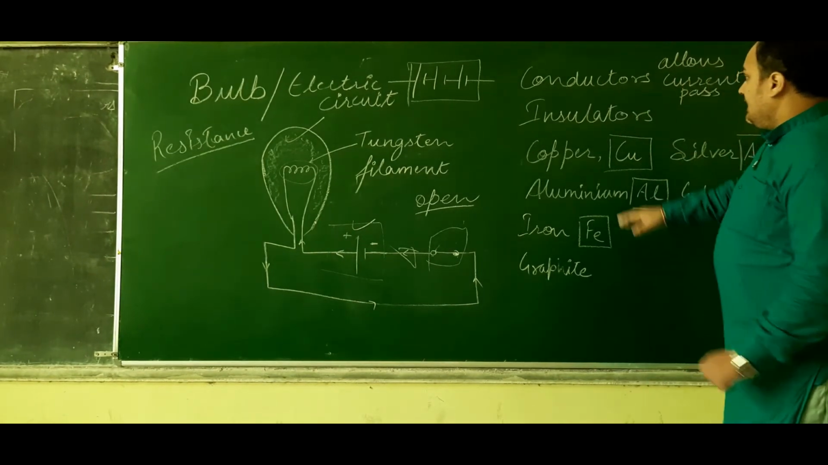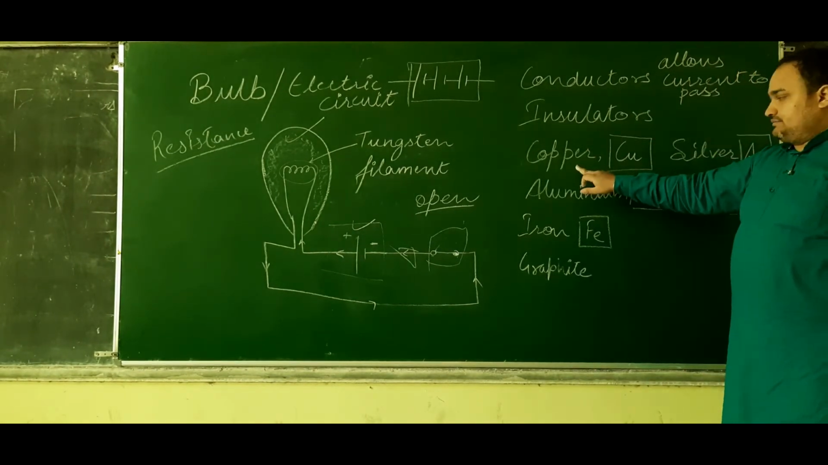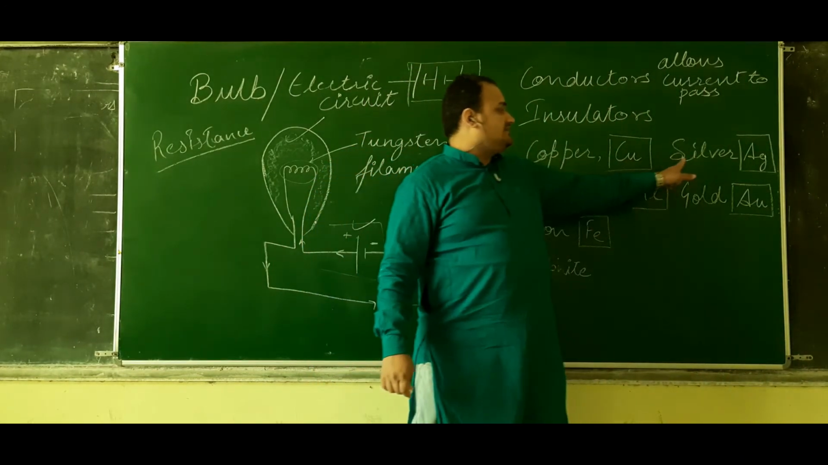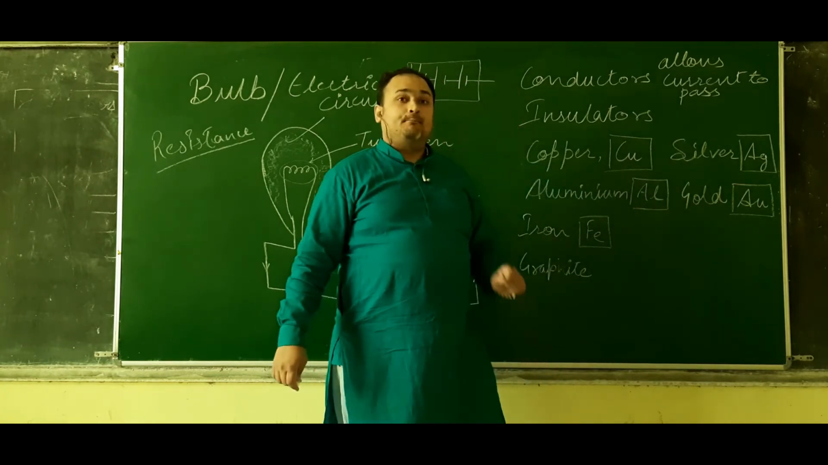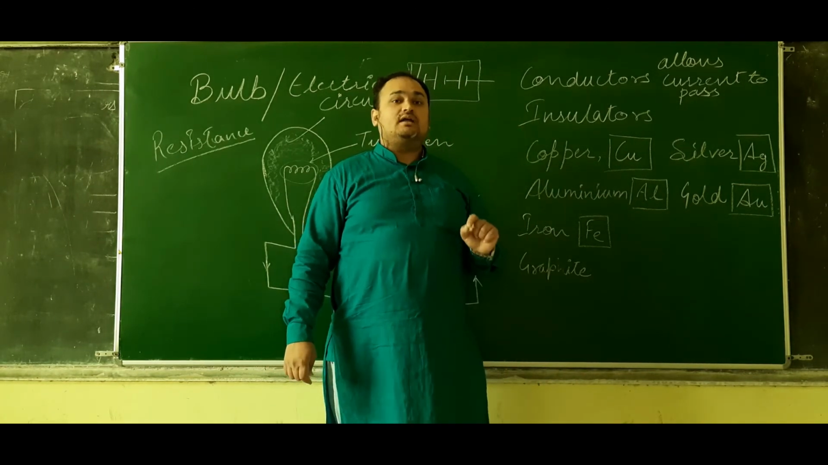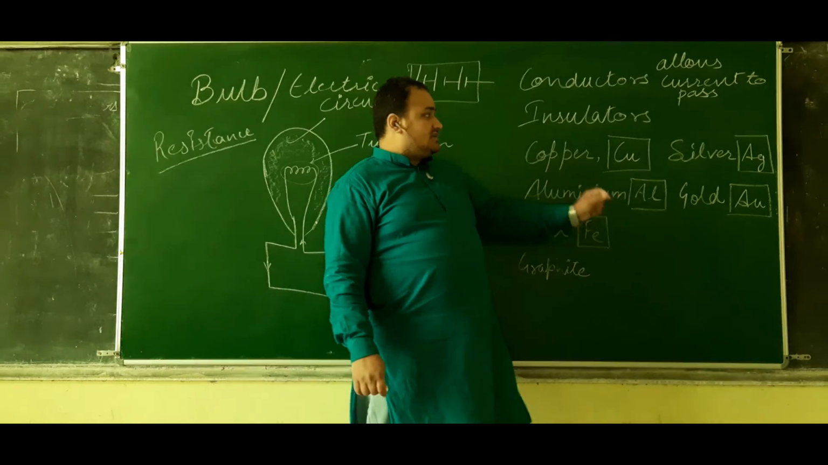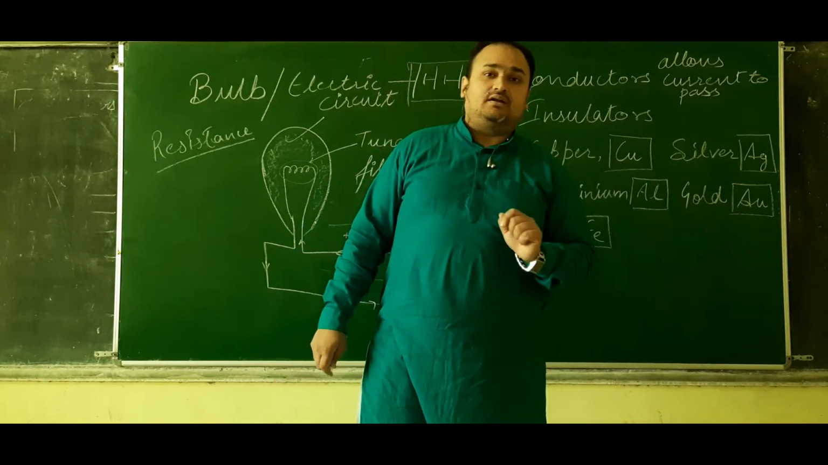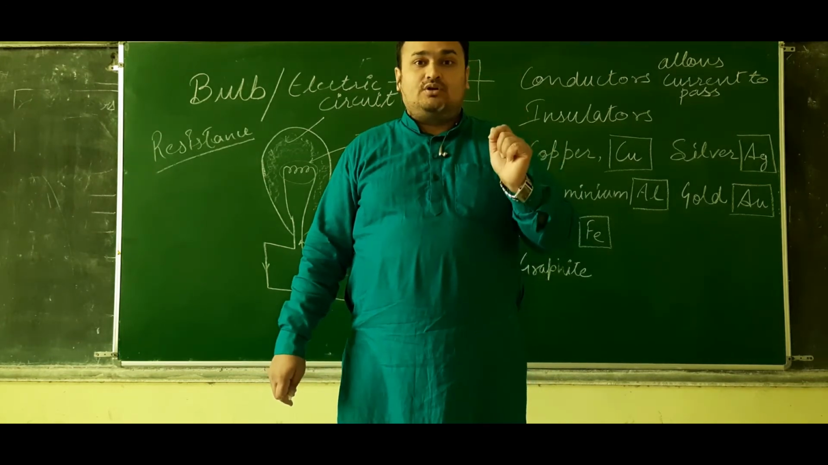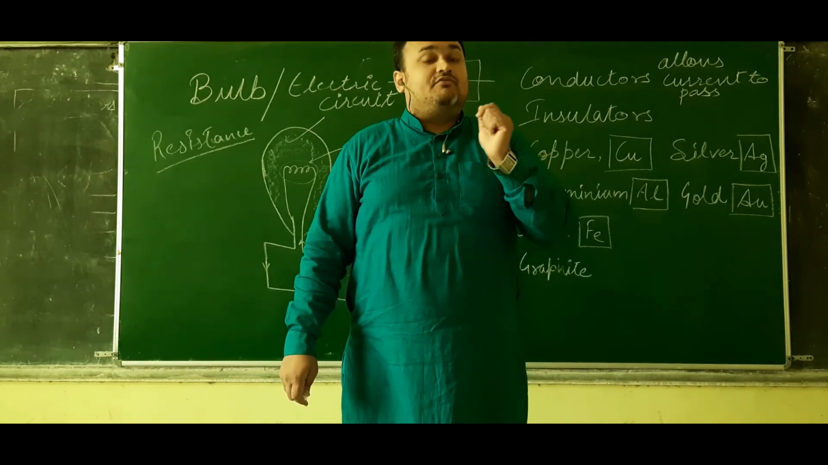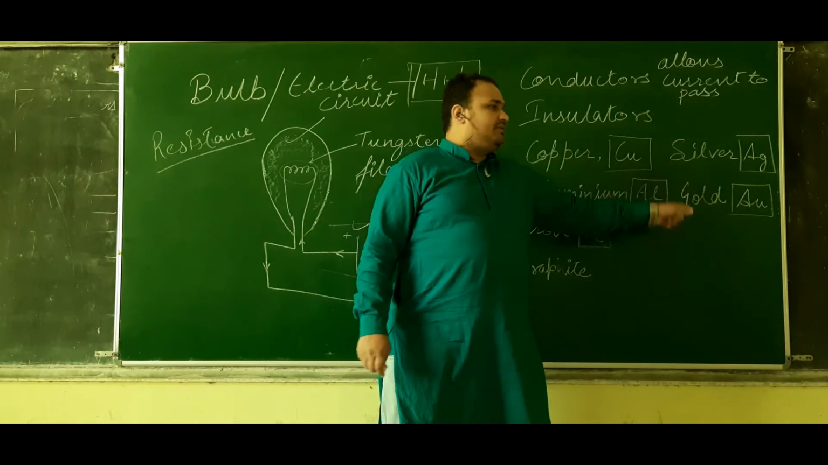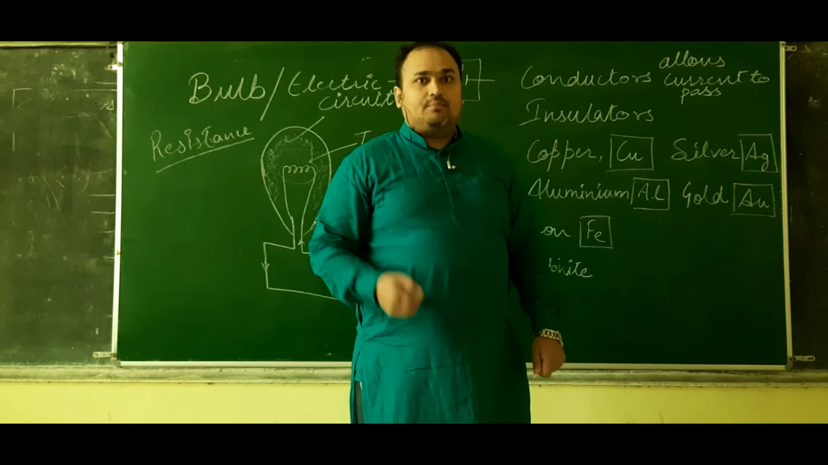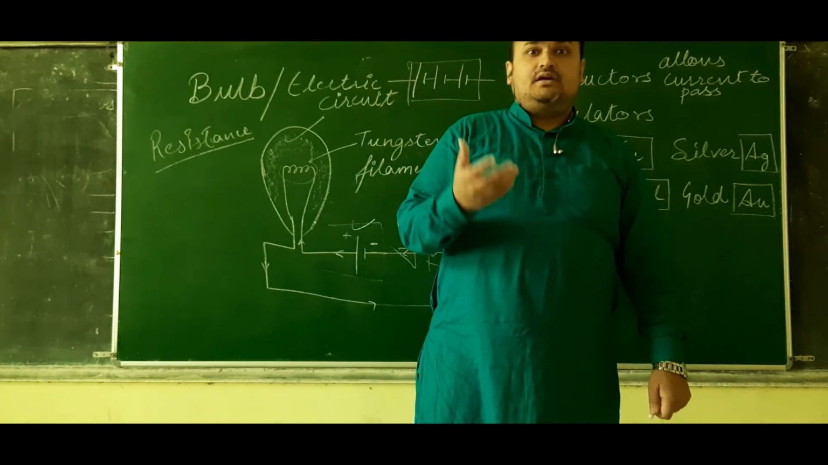For example, I have written few examples of conductor: copper, aluminium, iron, silver, gold. These all are metal conductors. Silver and gold, they are a very good conductor, very brilliant conductor. But because silver and gold are not cheap, they are very costly, so we don't use them in our day-to-day life.